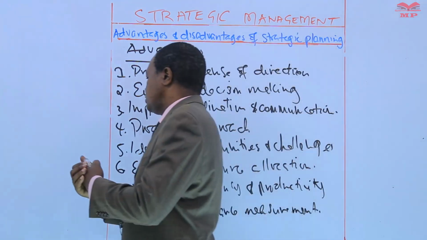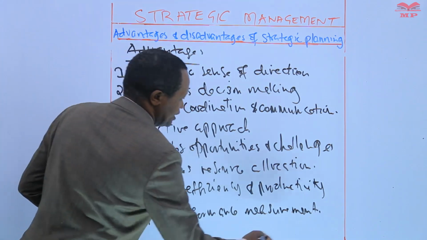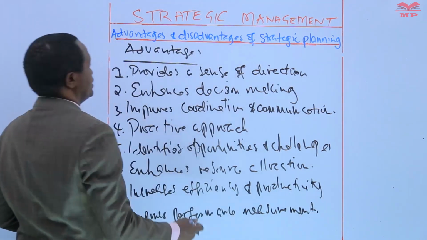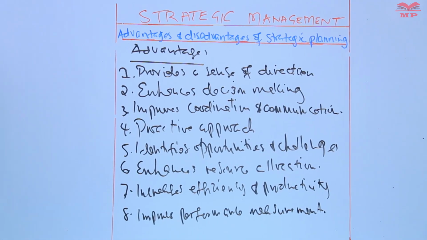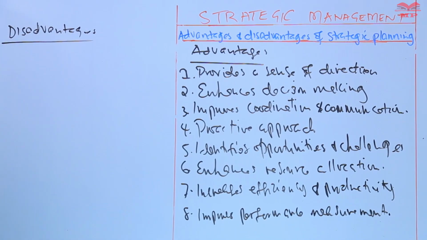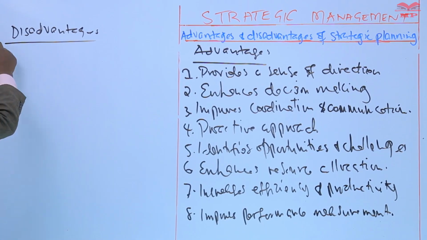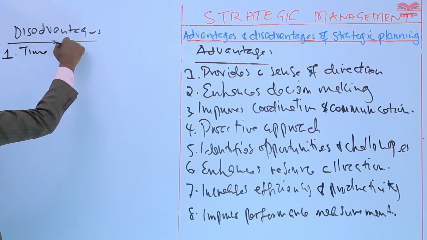So strategic planning improves performance measurement. So these are 8 advantages. Disadvantages. The first disadvantage is that this process is time consuming.